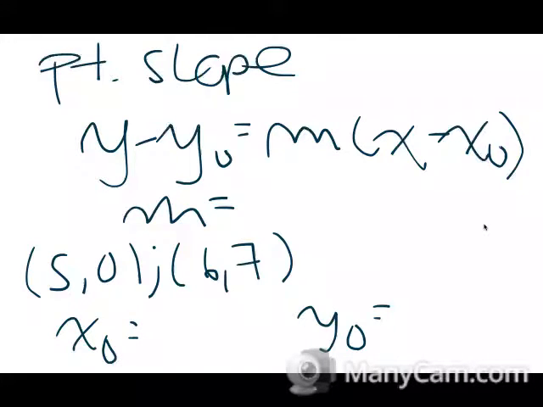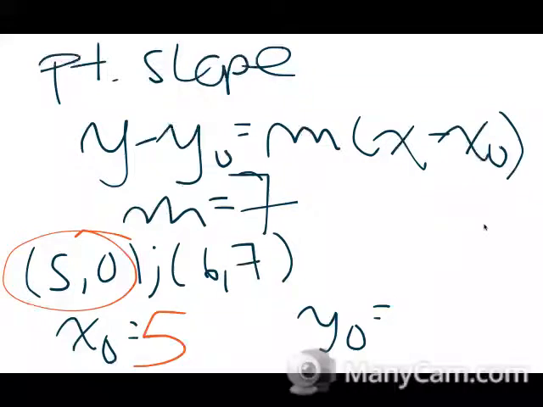The other way you could have done it is point-slope form, where it's y minus y naught equals m times the quantity of x minus x naught. We still know that m equals 7. Again, you can choose either of the 2 points, (5, 0) or (6, 7). I'm going to choose (5, 0) because, again, it has a 0 and it's easier to work with. So my x naught equals 5, my y naught equals 0.